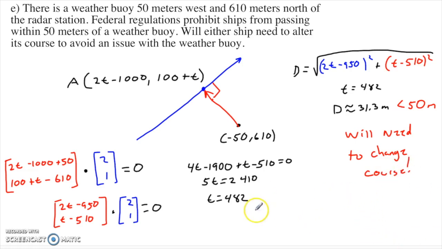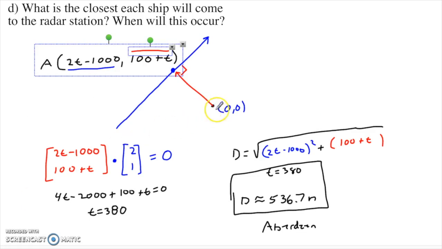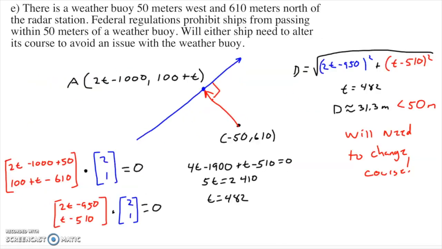Okay. So notice this is very similar to the work we did in this problem where we were finding how close it came to the radio station. The only difference being that since this was 0, 0, the vector was really easy to work out. Now that it's not 0, 0, it's negative 50, 610, I just have to take that into account when I do my delta x's and my delta y's. Everything else is the same.